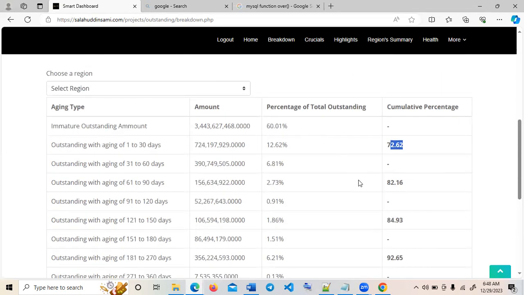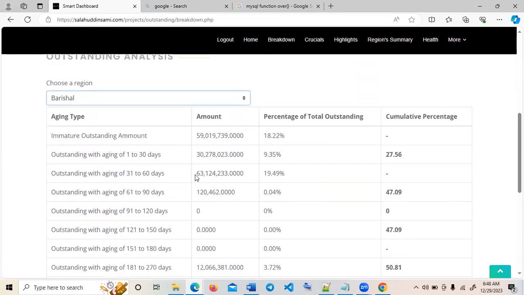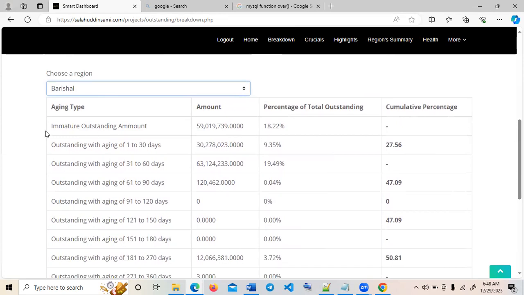So let's see what the cool thing is: here, if you choose a certain region, all of a sudden it changes all of the data for this specific region. For example, for this specific region, immature sales receivable is 80%, and the other receivable amount is overaged. I mean they have crossed the limit of allowed credit payment.